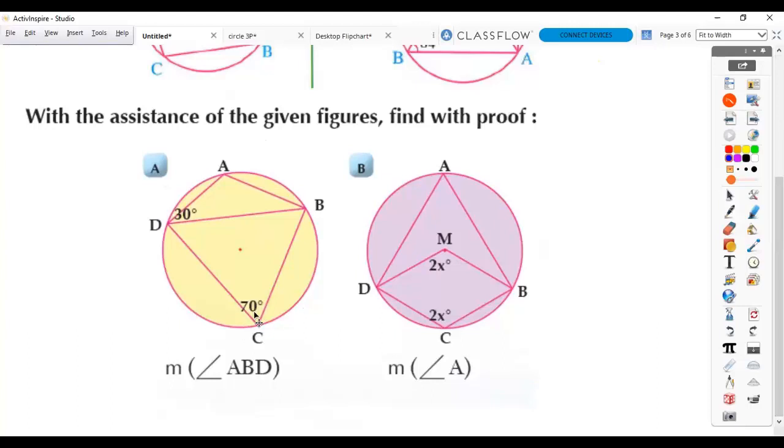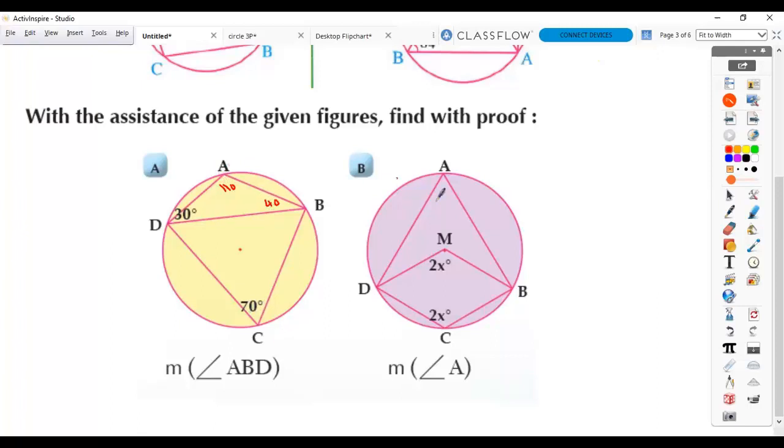Here we have 70. We want to find ABD. We want to find this one. So here I have a 70. The opposite to it will be its supplement. What will it be? 110. 110, 30. Then the third angle in triangle ABD will be 40 degrees.